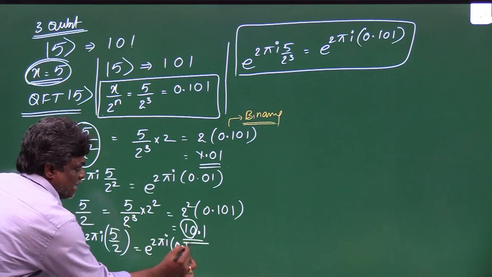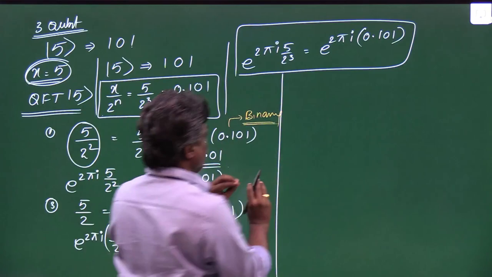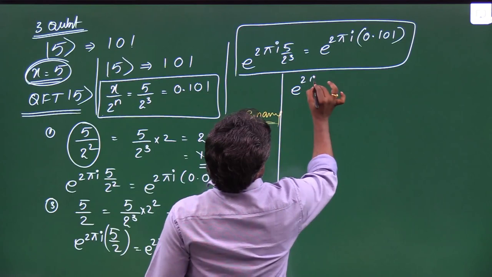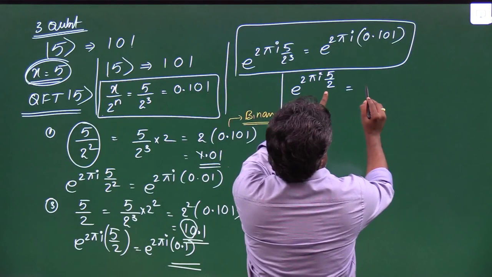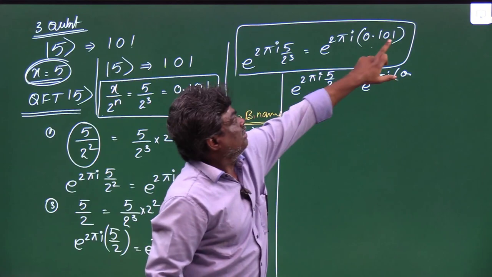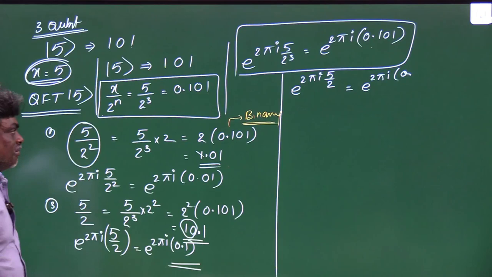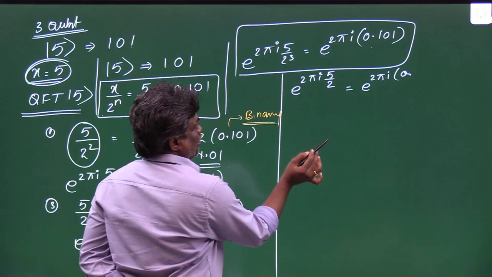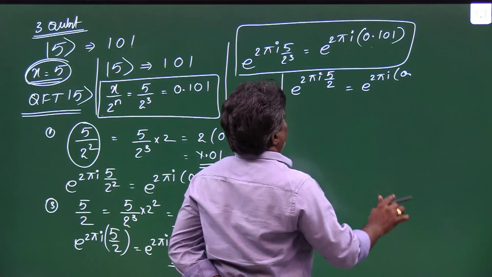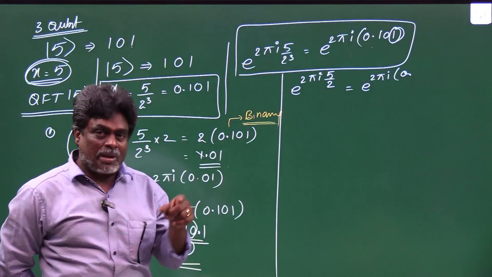Now, carefully observe, sir. We will write in order now. First, we have this. First, 5 by 2. Now, e raised to 2 pi i 5 by 2 equals e raised to 2 pi i point. Sir, is this 1 the first bit or the last bit? From the left it is the first bit, but you asked me to consider from the right, so it will be the last bit. This is the reason why we will apply swap again. So, this one is the last one, sir.